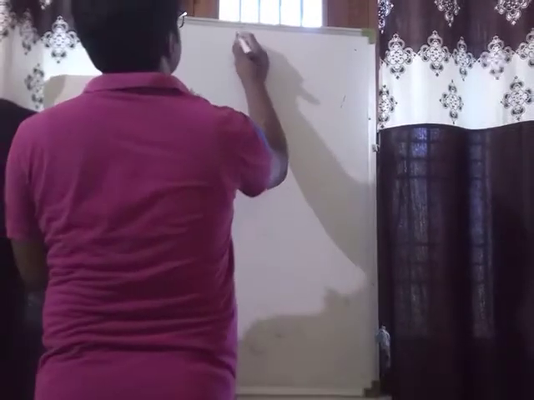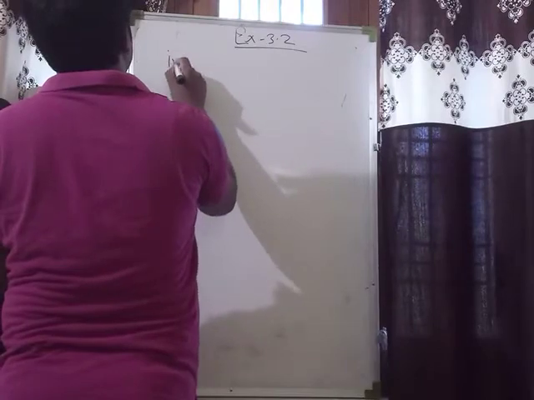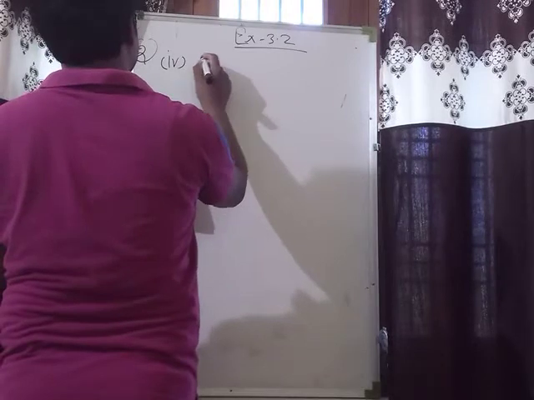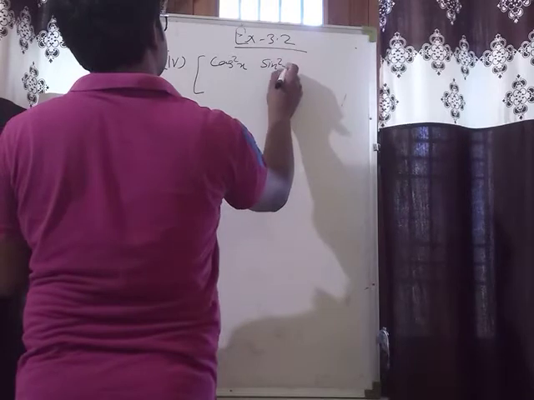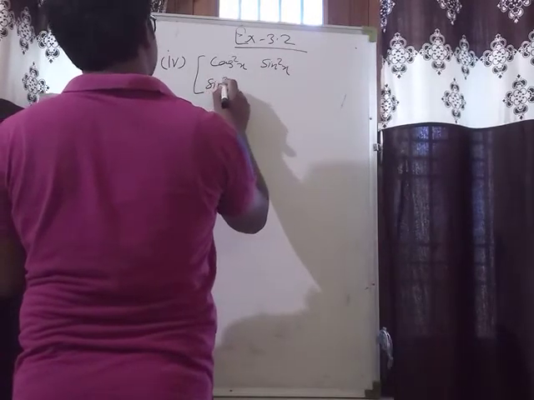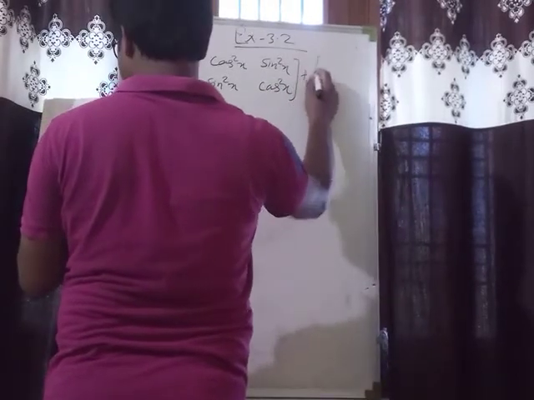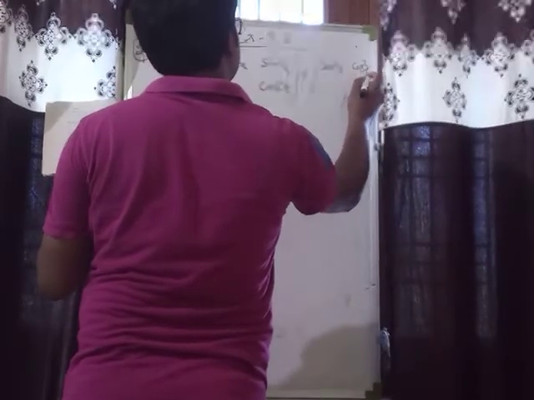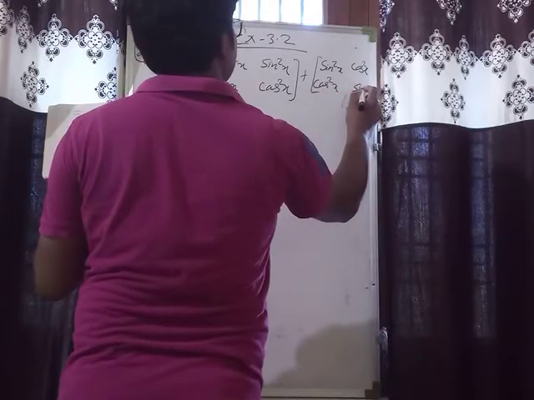That is fourth of the second. Exercise 3.2, question number fourth of second. That is, compute the following. That will be cos square x, sin square x, sin square x, cos square x, and plus sin square x, cos square x, cos square x, sin square x.